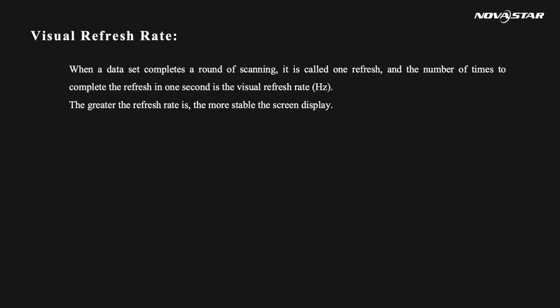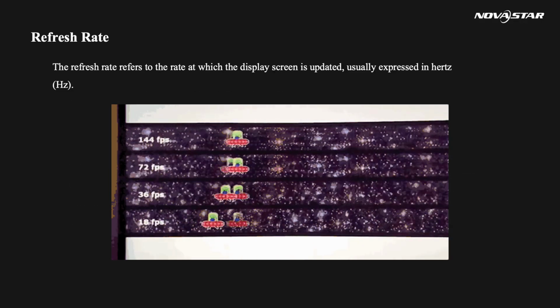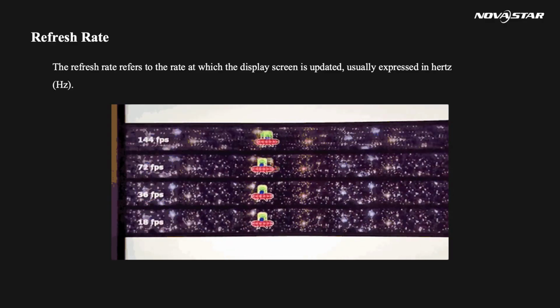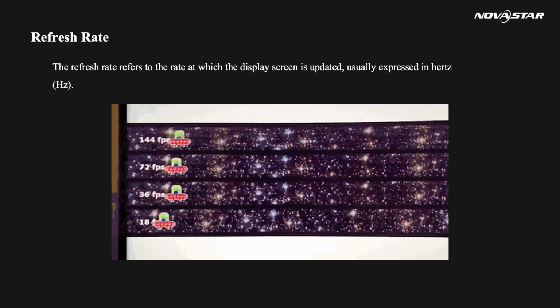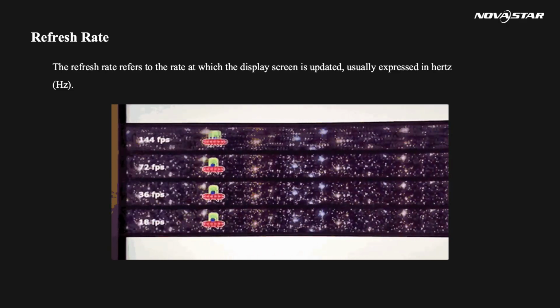When a display completes a round of scanning, it is called one refresh, and the number of times a refresh completes in 1 second is called the visual refresh rate. The greater the refresh rate is, the more stable the LED display. The refresh rate refers to the rate at which the display is updated, usually expressed in hertz. 30 Hz means the display updates the image 30 times per second.